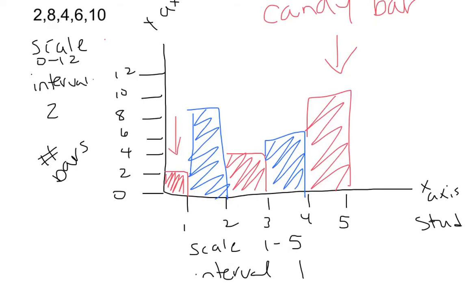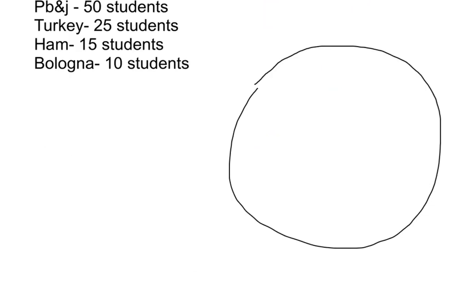Alright, let's take a look at this. For a circle graph, we've got this information. We've got peanut butter and jelly, 50 students, turkey, 25 students, ham, 15 students, and bologna, 10 students. This is going to be the kind of sandwiches that students vote for. If you add all of these up, it should equal 100 students. Generally, a circle is going to represent 100 or 100%. You'll be dealing with percentages and fractions. So this is our whole.